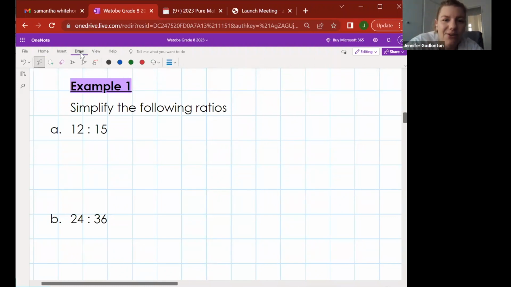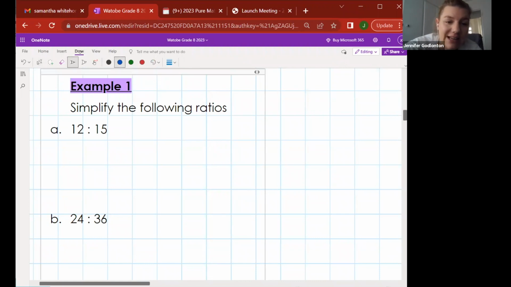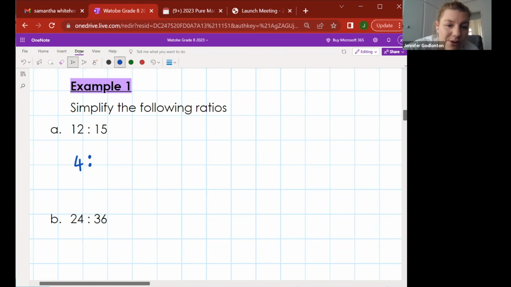Absolutely. The first one, a lot of you got to the correct answer really quickly. It definitely is 4 to 5. So when we're trying to do a simplified ratio, we have to divide them by the same thing. So basically what's happening here is we are dividing this by 3, which gives us the 4, and we're dividing that by 3, which gives us the 5. And I can't simplify it any further than that.